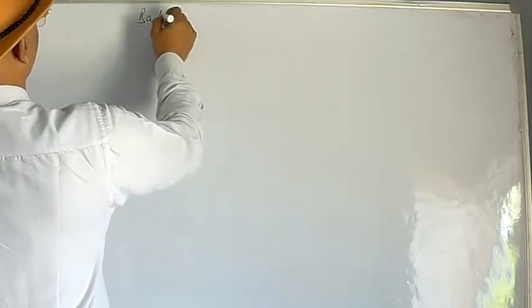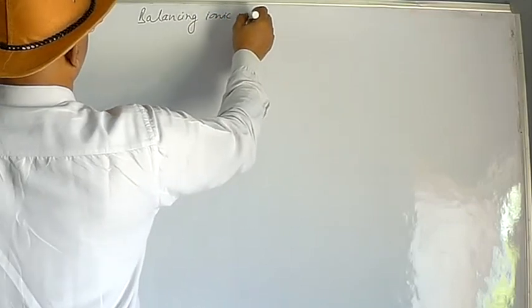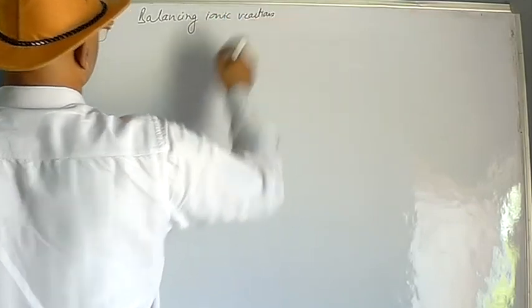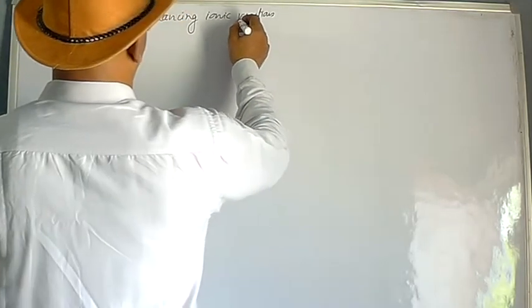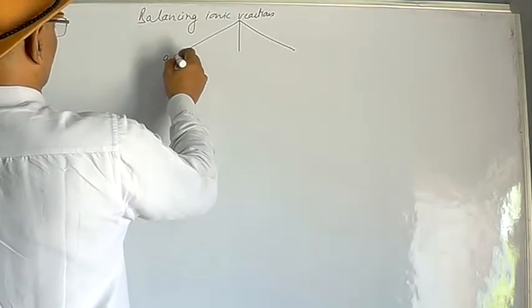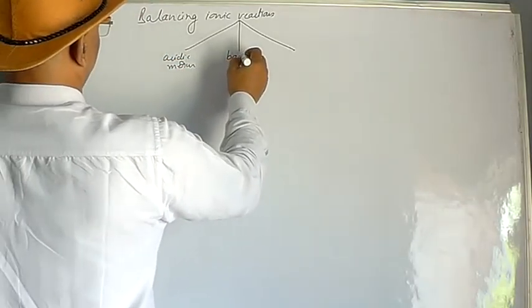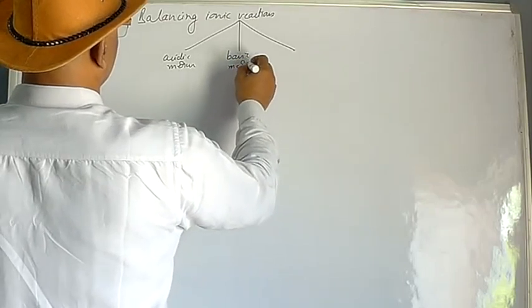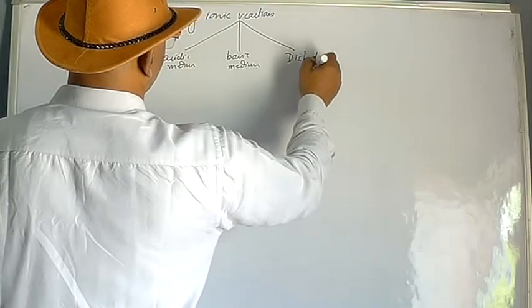So class, our topic is balancing ionic reactions. Class, it can be studied under three heads: balancing ionic equation in acidic medium, then basic medium, and the third one is balancing disproportionate reaction.